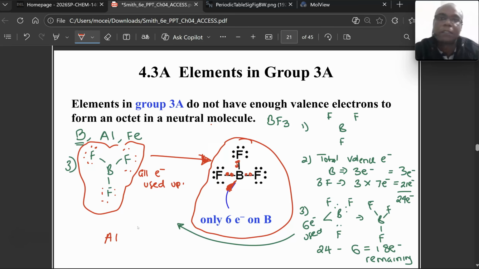Same thing will happen if you are using aluminum chloride to draw the Lewis structure. Let's say you are doing AlCl3. It will stop here. AlCl3 will also stop there. It's a group 3A element.